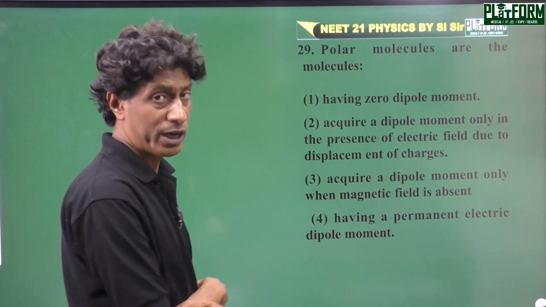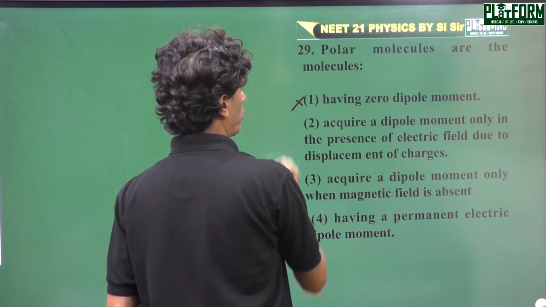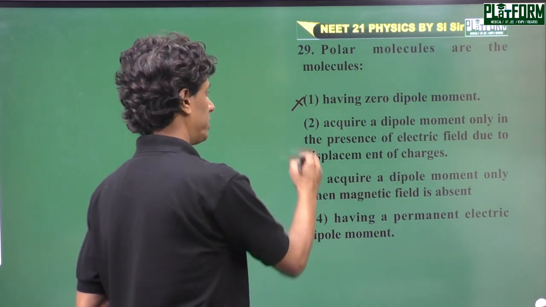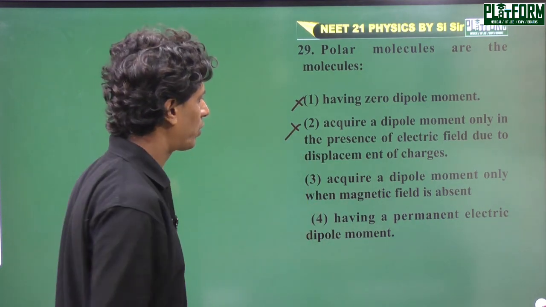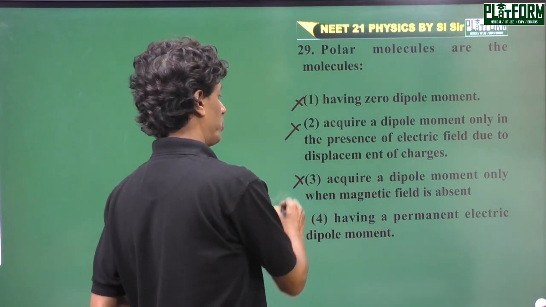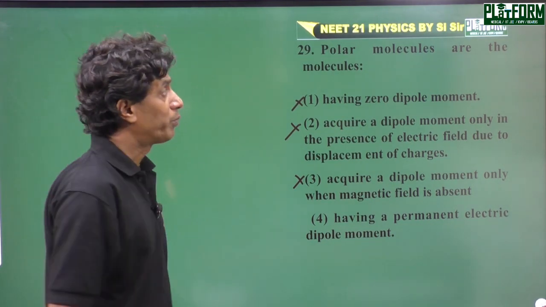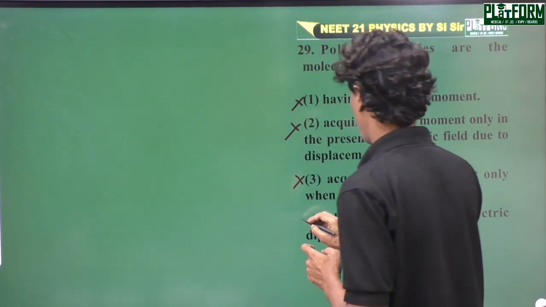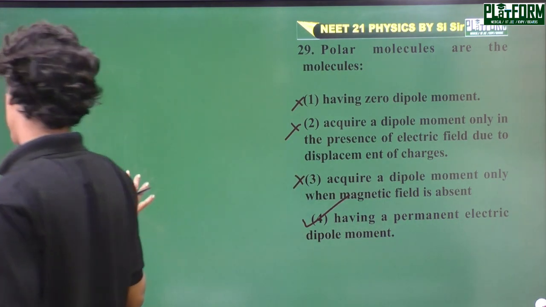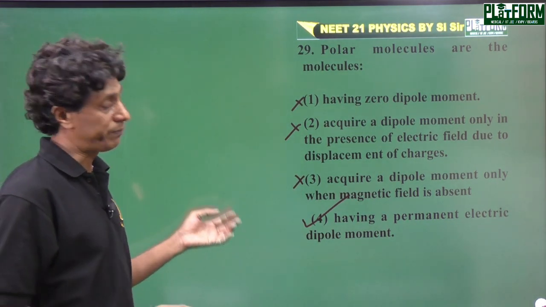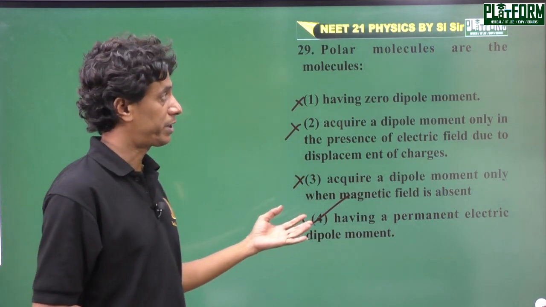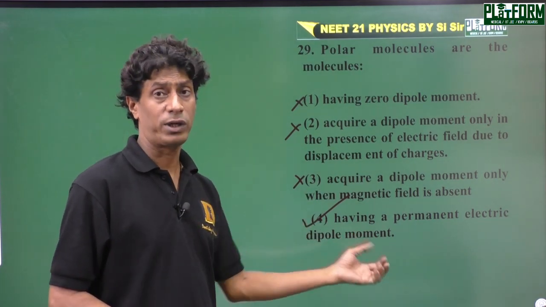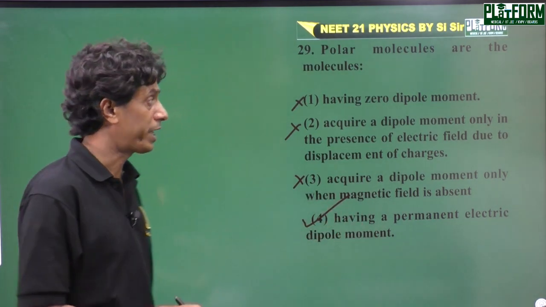Polar molecules are molecules having zero dipole moment. This is not true. Acquire dipole moment only in the presence of an electric field due to the displacement of charge. 2 is also not the right option. Acquire the dipole moment only when the magnetic field is absent. This is also not a correct option. Polar molecules actually have a permanent electric dipole moment. 4 is the right option here. It is also a very basic question. You can get this concept or this information in any basic text, particularly in the NCERT textbook, and this problem is taken from the NCERT textbook.